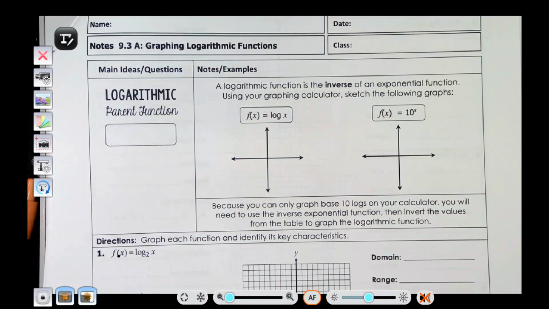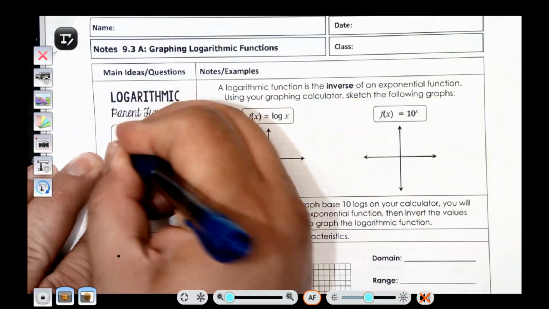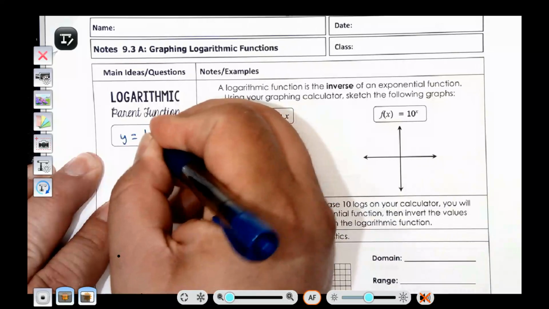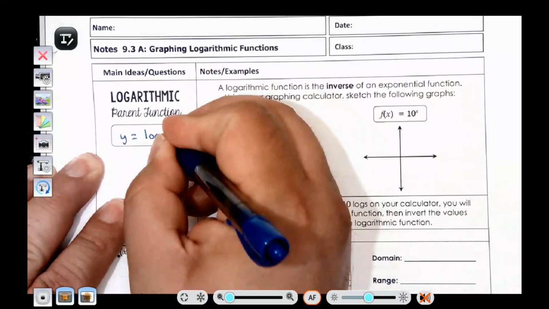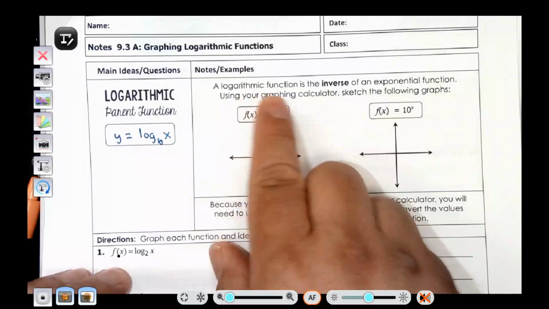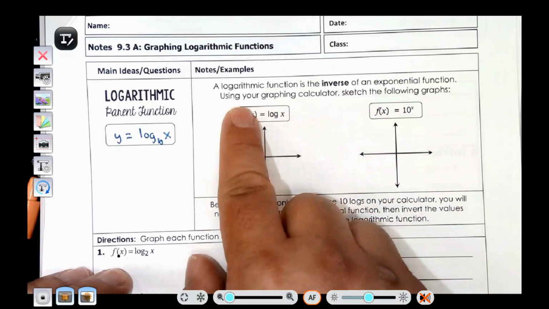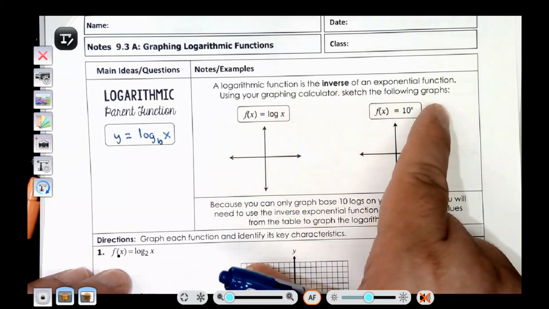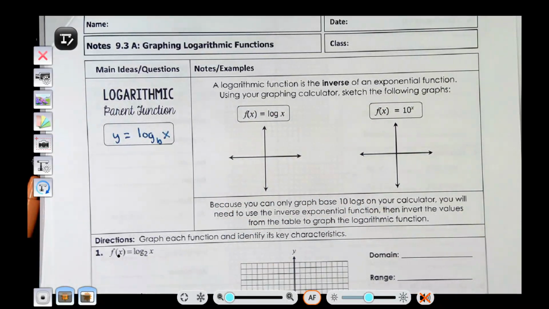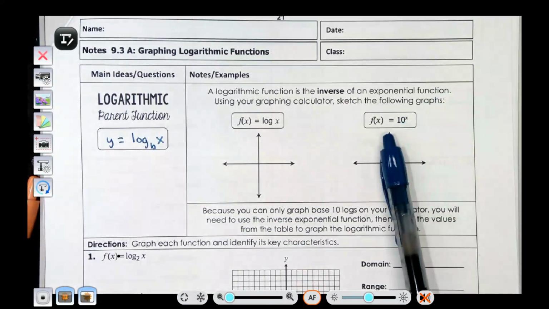So here we go. The parent function, don't forget, for a logarithm is y equals the log, some base b, of x. Now, it says a logarithmic function is the inverse of an exponential function. Using your graphing calculator, sketch the following two graphs. Well, with the calculator, basically saying use Desmos to check them out. But remember, we've already drawn these before.